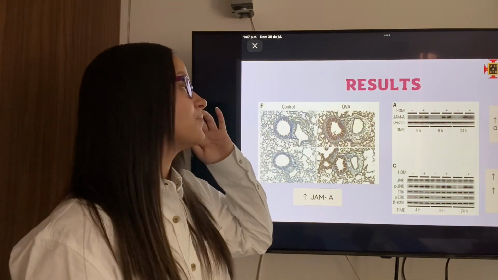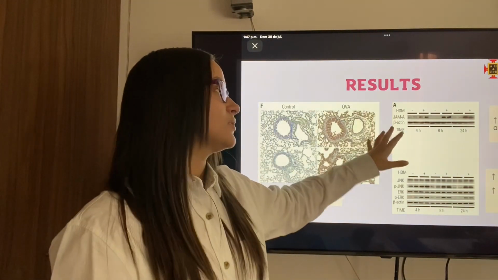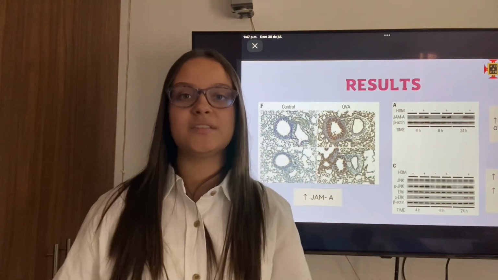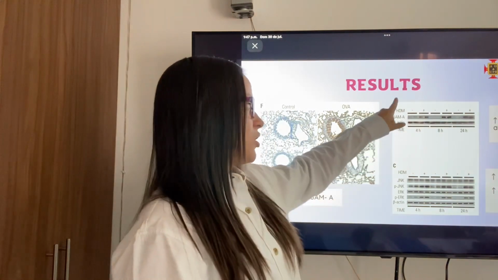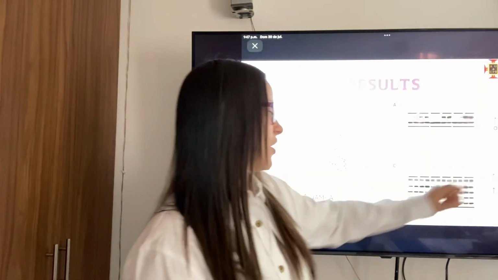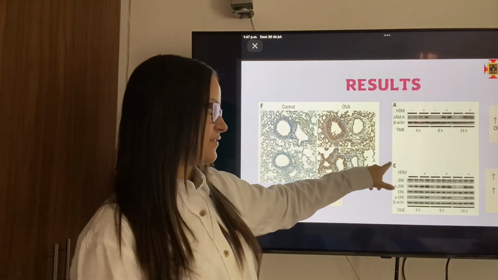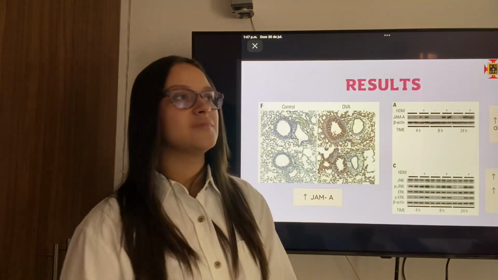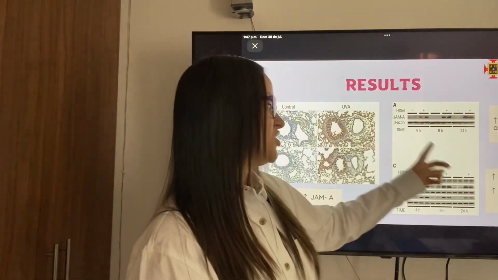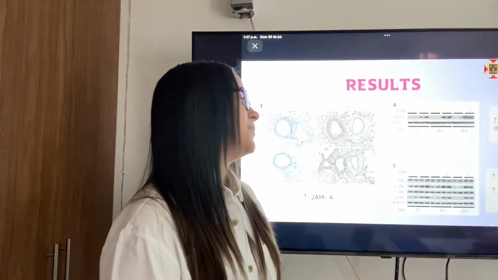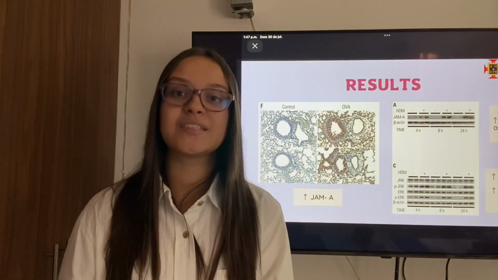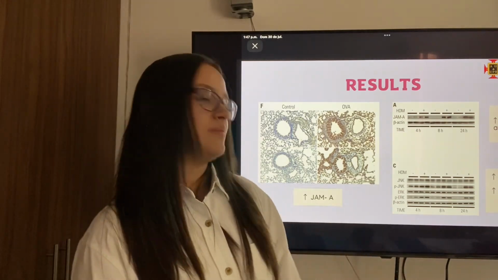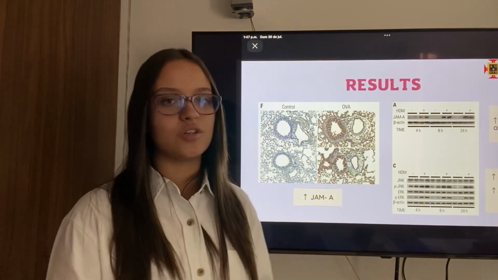In 5A, we can see the gene A proteins have increased in HDM cells compared to control after 4 hours. And in 5B, we can see that BJNQ and BRQ have increased their protein levels in HDM treated cells compared to control at 4 hours.